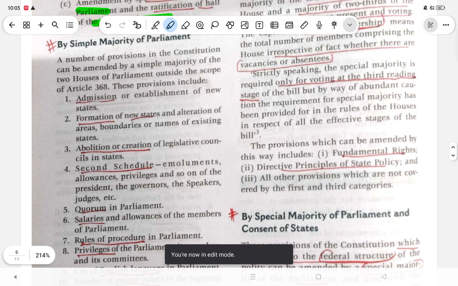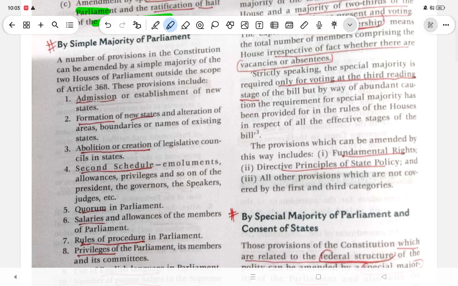A number of provisions in the Constitution can be amended by a simple majority of the two houses of Parliament, outside the scope of Article 368. These provisions include: First, admission or establishment of new states. Second, formation of new states and alteration of areas, boundaries or names of existing states. Third, abolition or creation of legislative councils in states. Fourth, the Second Schedule, emoluments, allowances, privileges and so on of the President, governors, speakers, judges, etc.